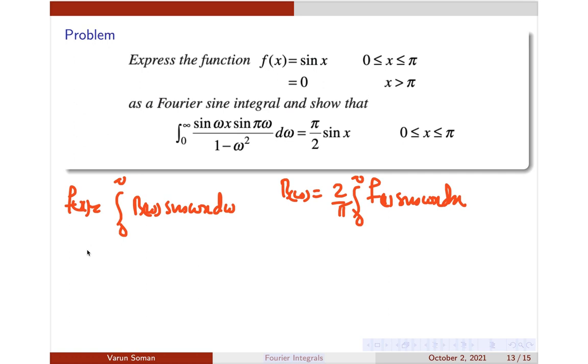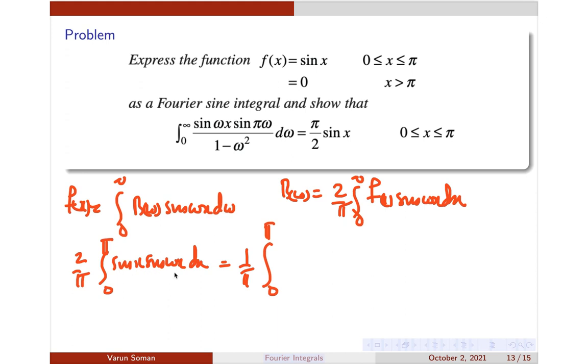Okay, now what is your f of x? f of x is actually equal to sine x, from 0 to pi only, so sine x into sine omega x dx. How will you do this problem? You have to use the 2 sin A sin B principle here. So 2 sin A sin B is cos(A minus B) minus cos(A plus B). So it is actually 1 by pi into, you have done these problems in your Fourier series cases, so that is how I am going forward.